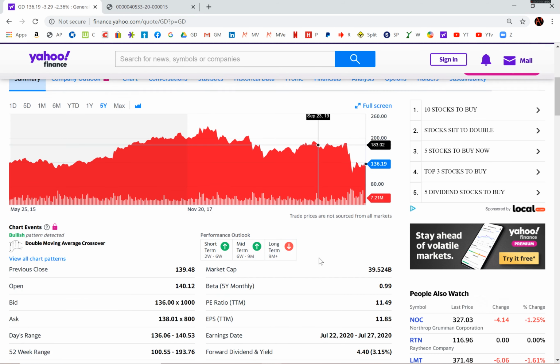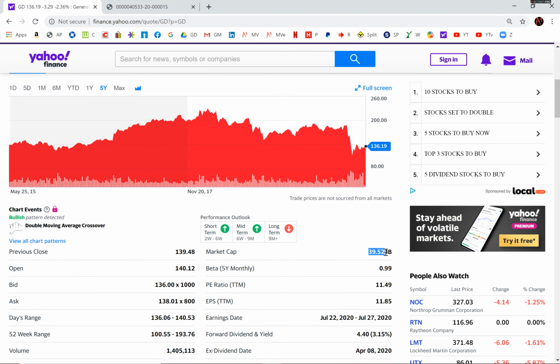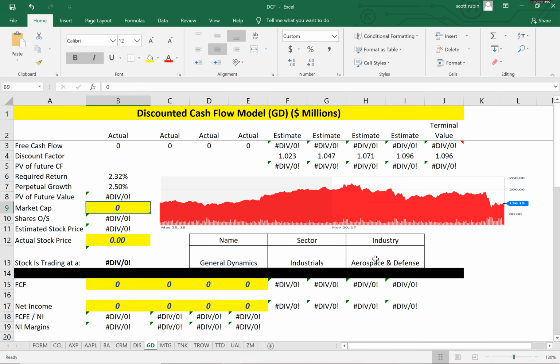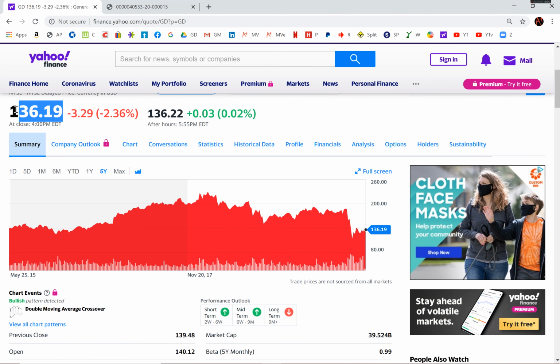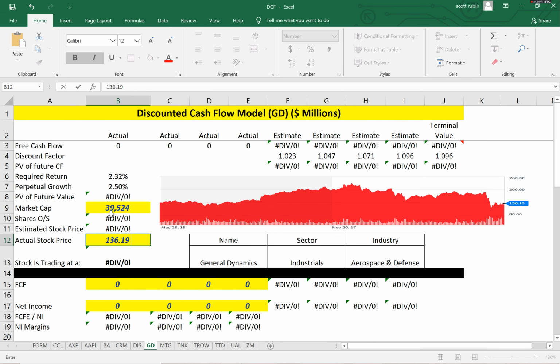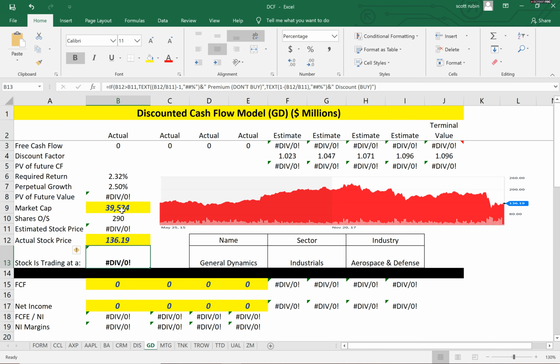So let's get started. Let's get the market cap for this company, and we want to figure out how many shares the company has, so when we calculate our expected future value, we can divide it by the number of shares. This company has a market cap of 39 billion and 290 million shares outstanding.